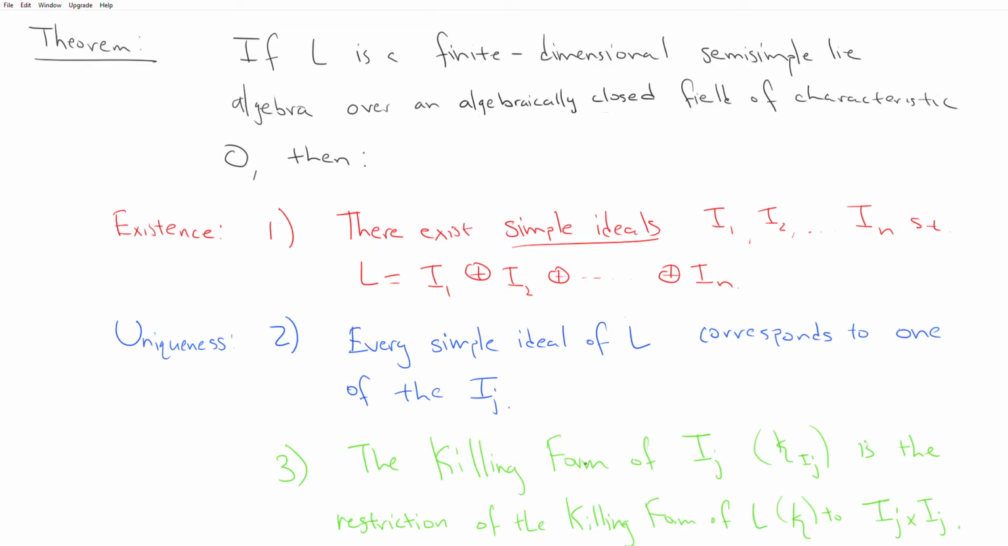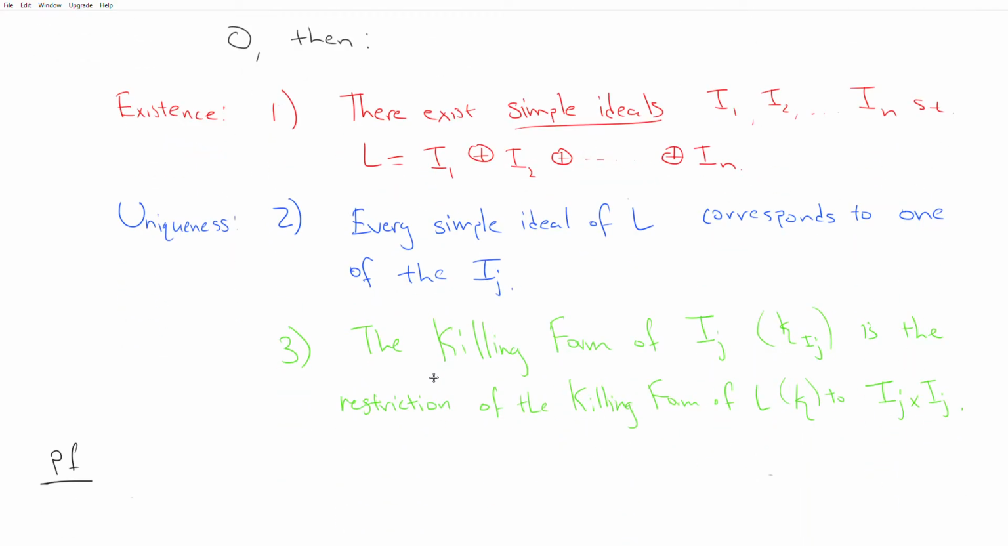And so the way we're going to prove this is to start generally just by taking some ideal and then considering its orthogonal complement and then realizing L is actually the direct sum of those two pieces, and then from there we proceed by induction. So let's start the proof.